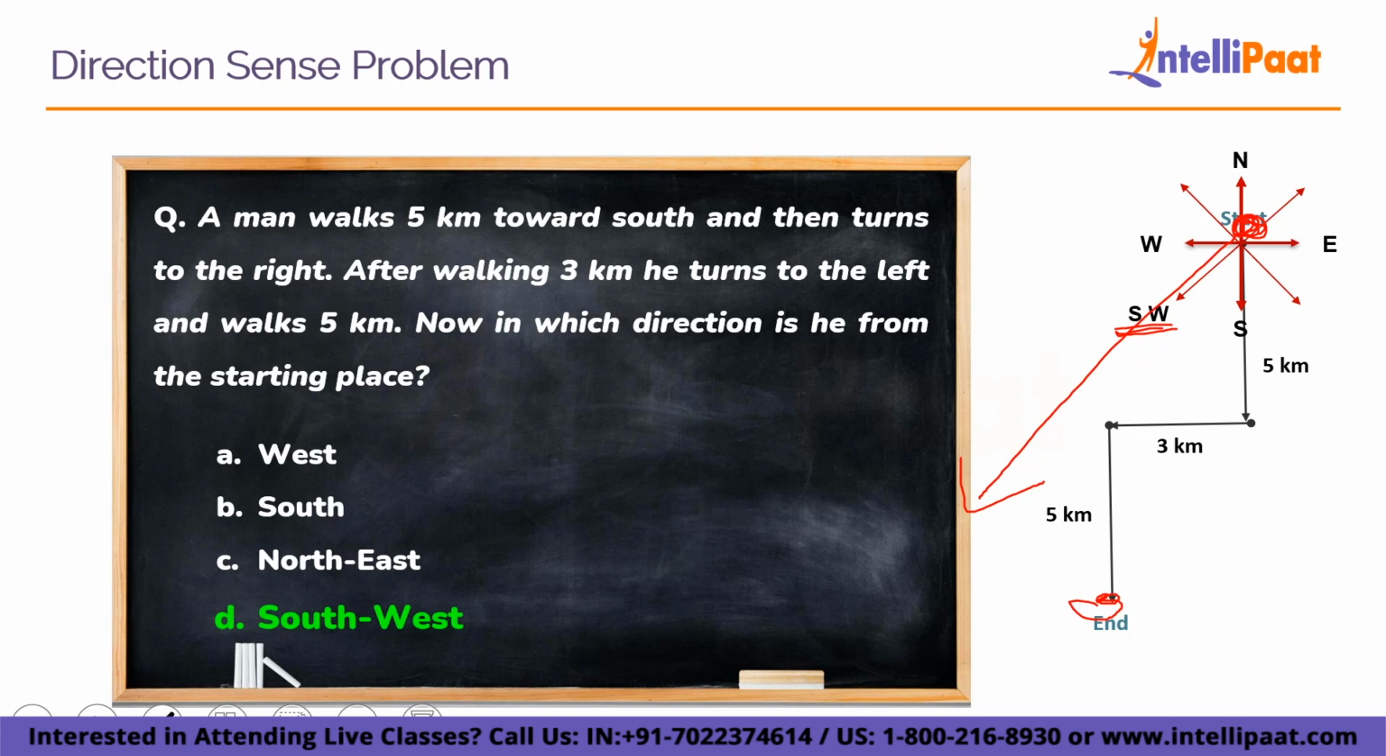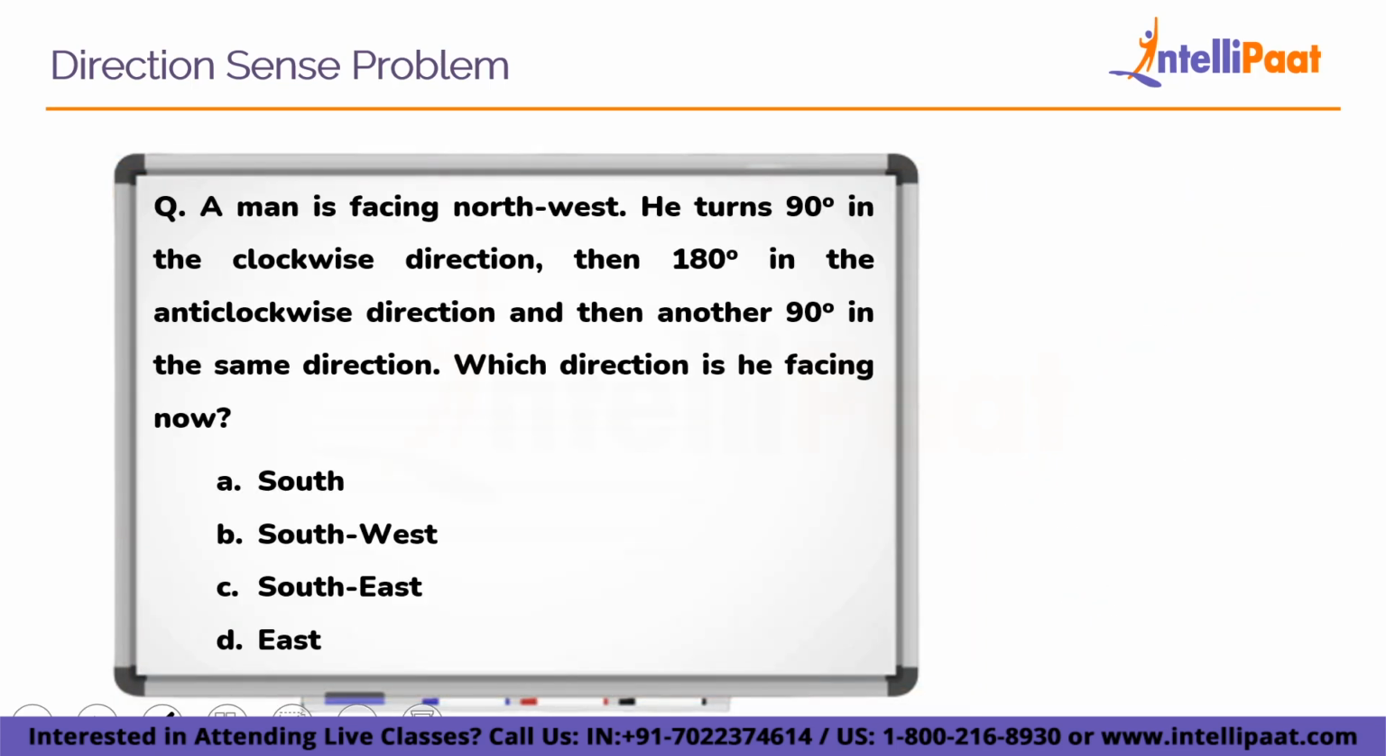Now let's jump on to our next question. So the question is, a man is facing northwest, he turns 90° in the clockwise direction, then 180° in the anti-clockwise direction, and then another 90° in the same direction. So which direction is he facing now? So we have to tell the final direction of that man in this question, right?